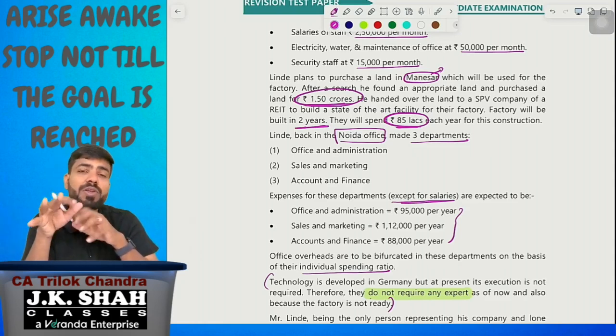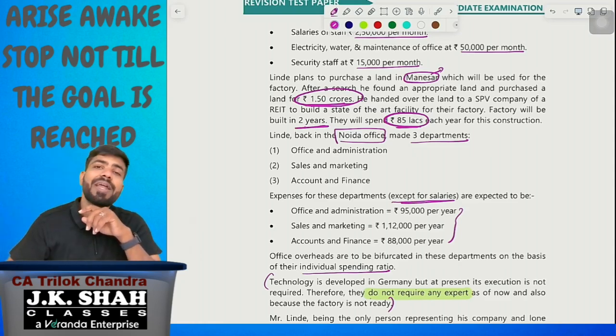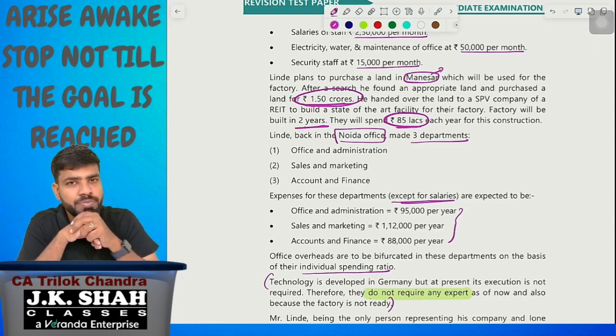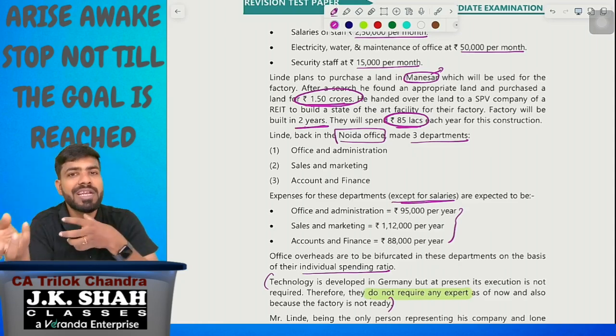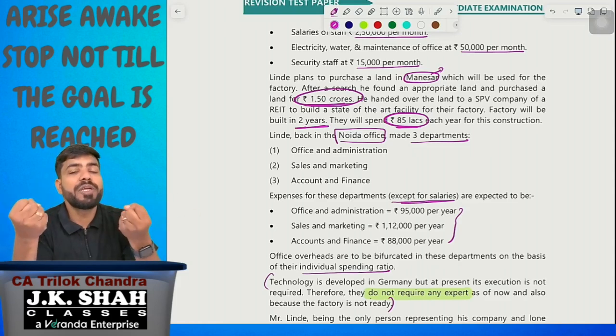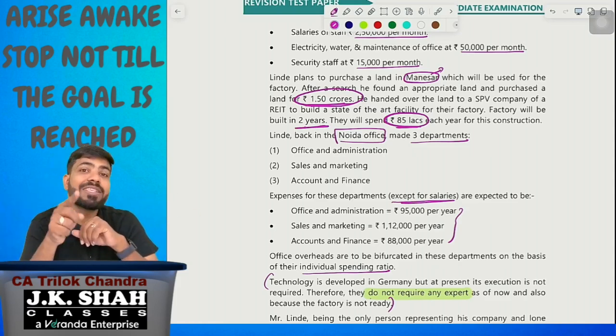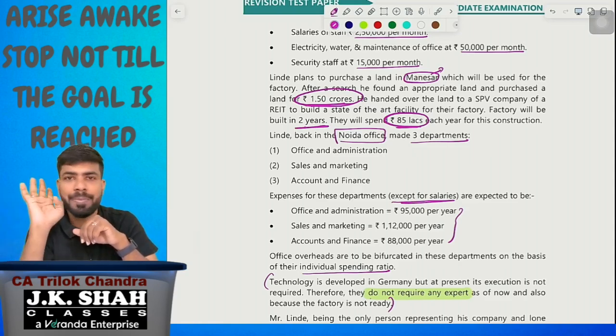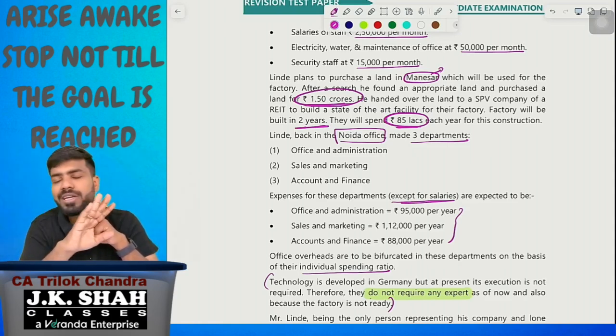And first of all, before that, what happened? Lindy asked the management to appoint one more general manager. Why does he want to appoint one more general manager? He is thinking that it requires one more general manager to capture the competitive Indian market. But the company has opposed that. Why? Because it costs the company 20 lakh rupees per annum, which the company is not ready to invest.